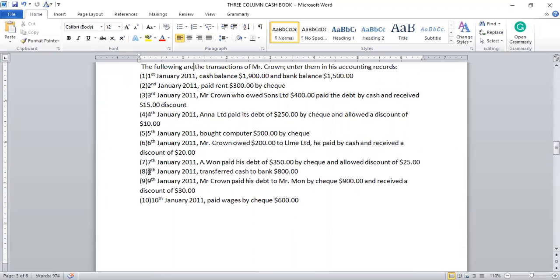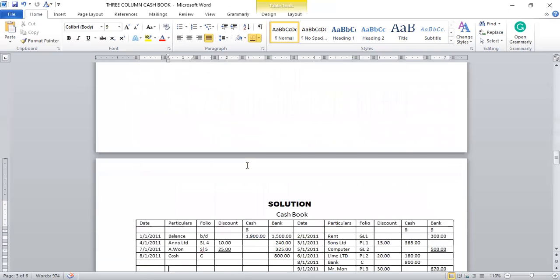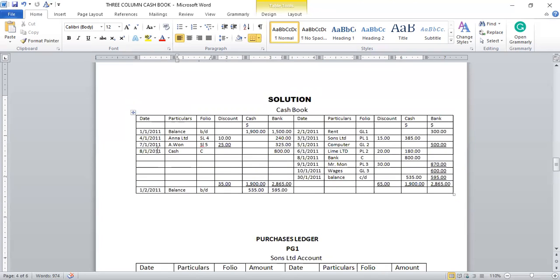The next one, 7 January 2011: A1 paid his debt of $350 by check and was allowed a discount of $25. Okay, so it means that A1 was owing Mr. Crown $350 and paid and received a discount of $25. So the cash book will be debited and A1 Limited account credited. So we're going to come to the cash book.